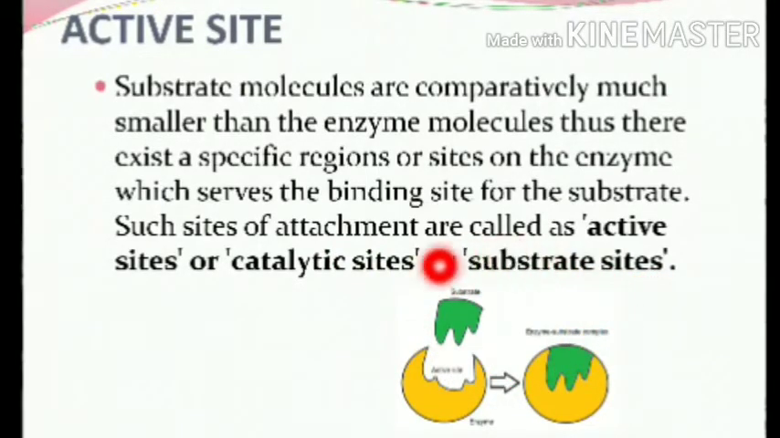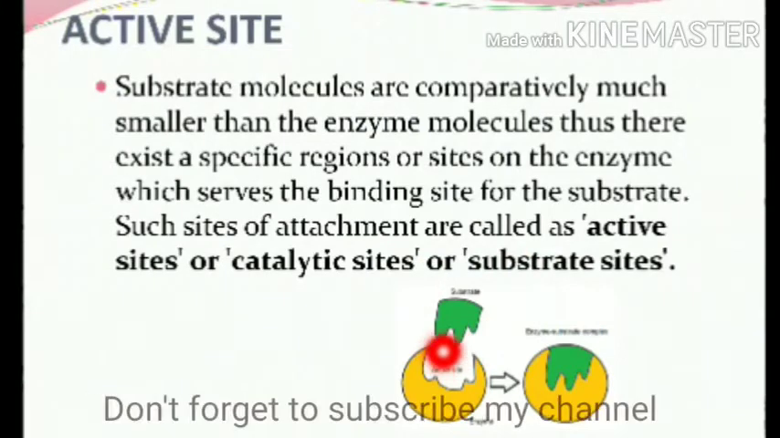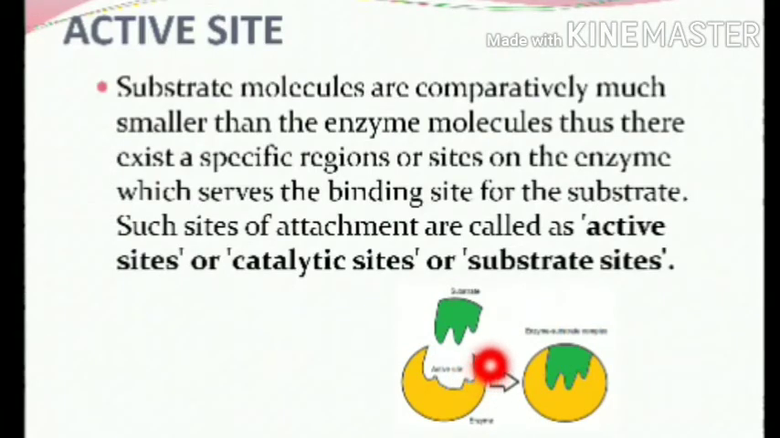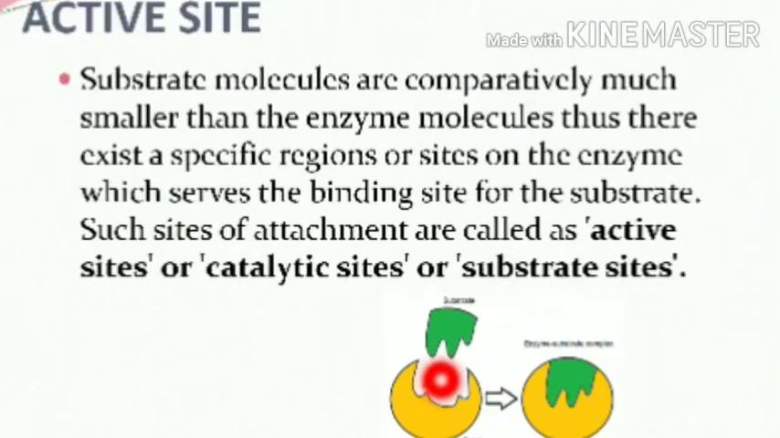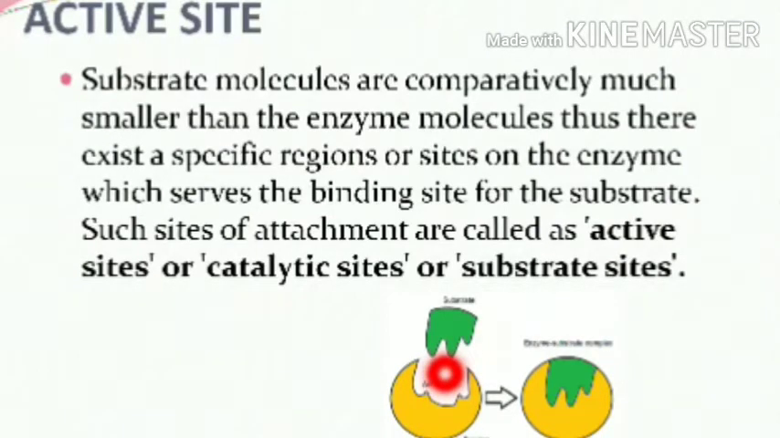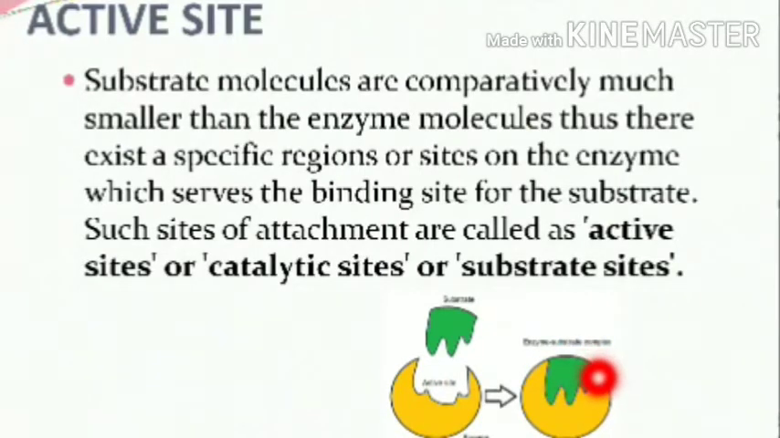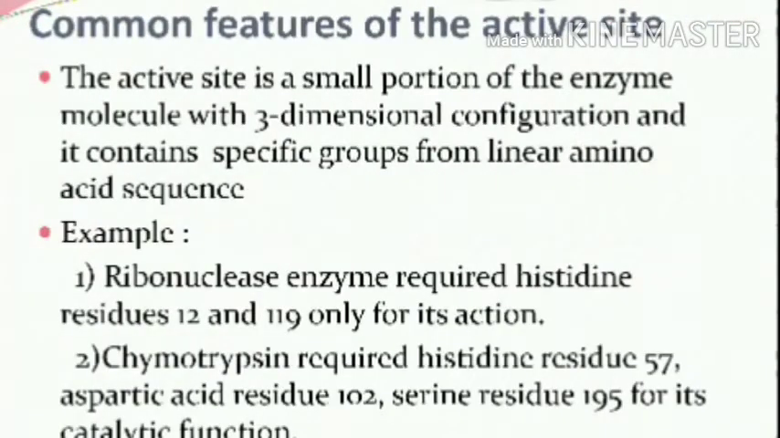Here in this figure, the green portion indicates the substrate molecule, the yellow portion indicates the enzyme, and this white portion indicates the groove or the active site of the enzyme. When these active sites occupy the substrate within them, they form the ES complex, that is the enzyme substrate complex. So due to these active sites, the enzyme specifically reacts with the substrate and forms the ES complex.